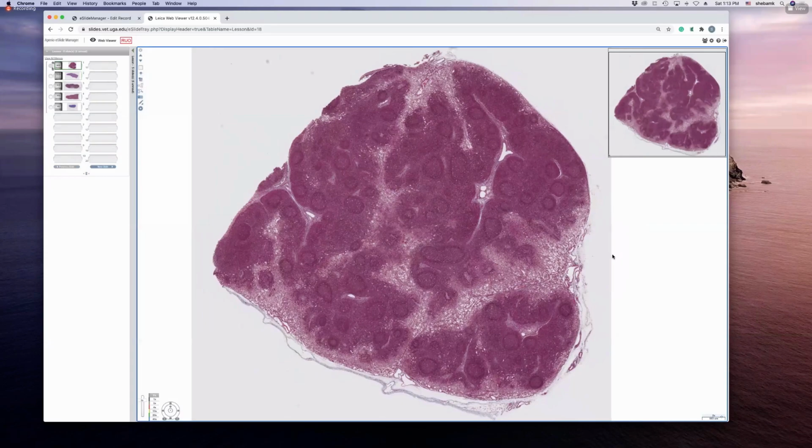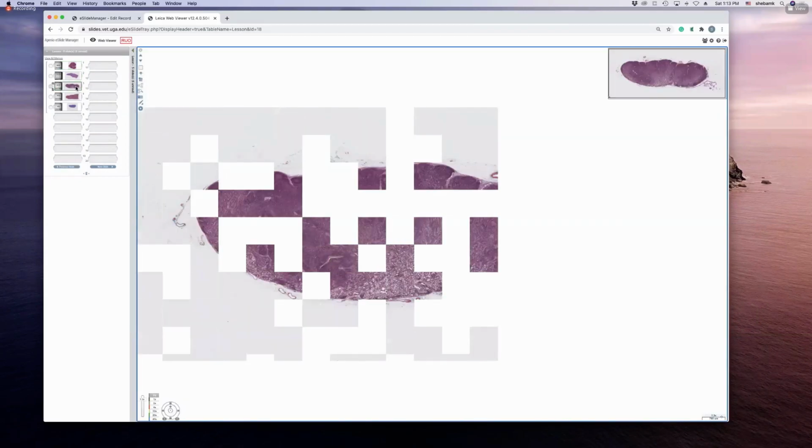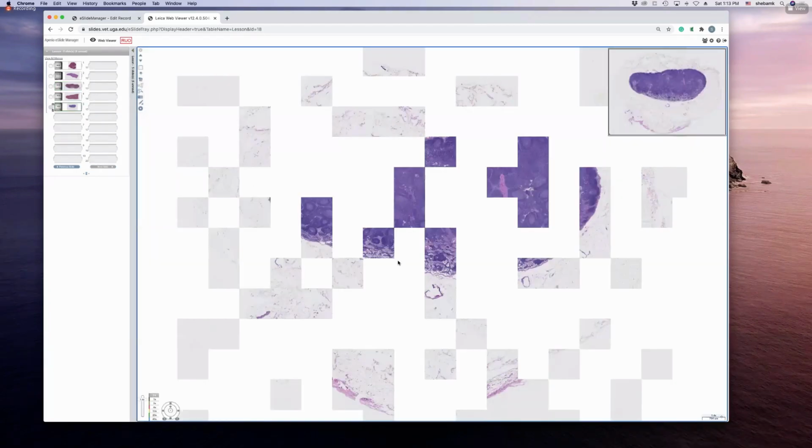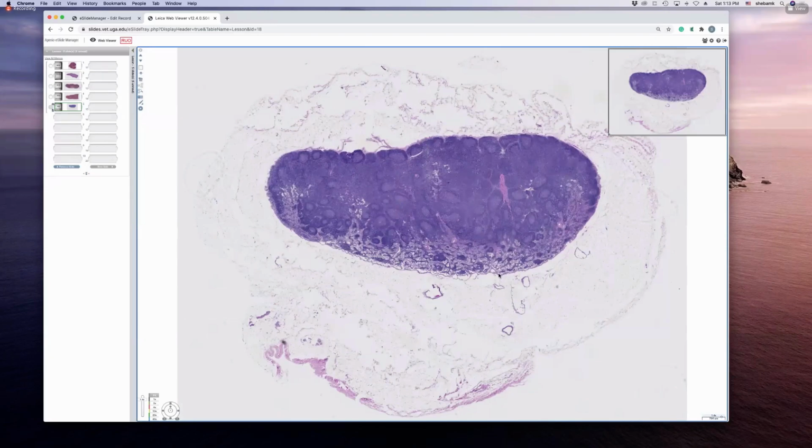If you go to this structure right here, this is a lymph node. That is one lymph node. This is another lymph node. This is another lymph node. So how do we know this is a lymph node?